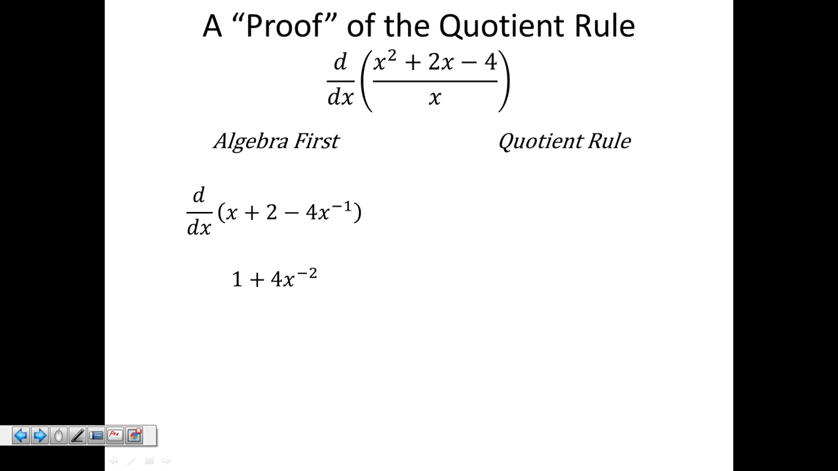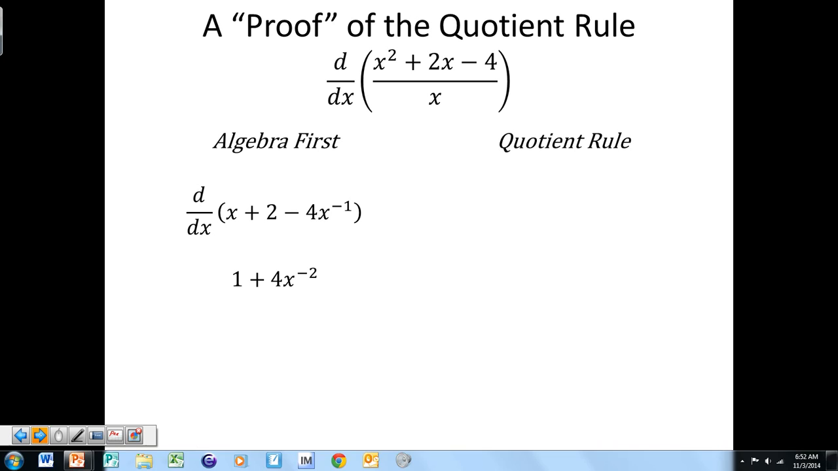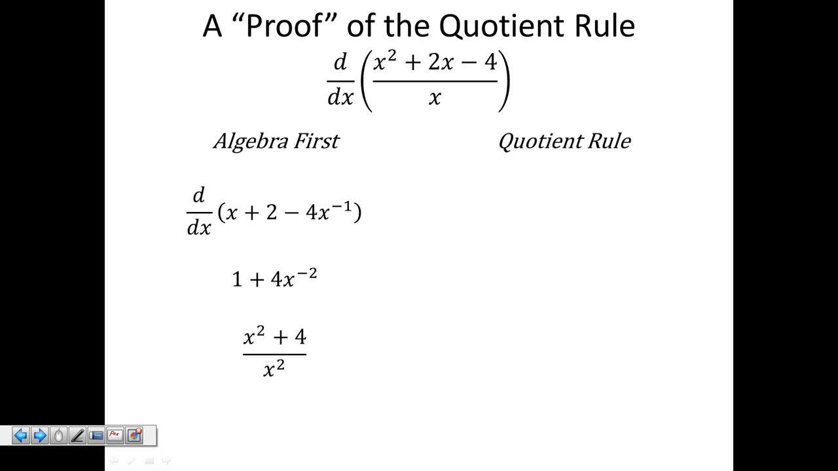Now obviously I'm going to do a little bit of algebra to this because I don't like that negative 2 power. As a matter of fact, my general rule of thumb here is I try to give the answer in the same form that they gave the problem to me. So I want one big fraction. I created a common denominator and combined, so I have x squared plus 4 over x squared.